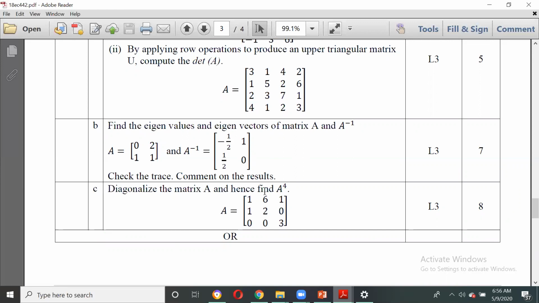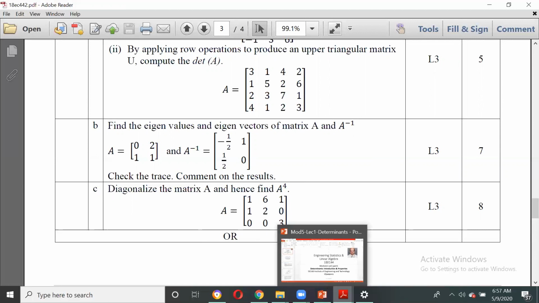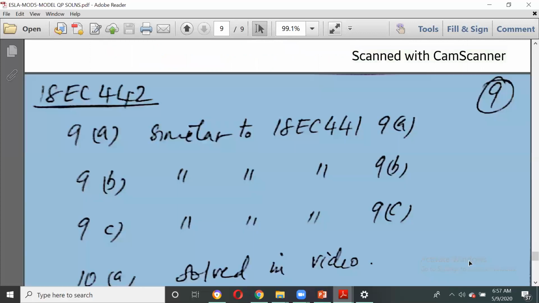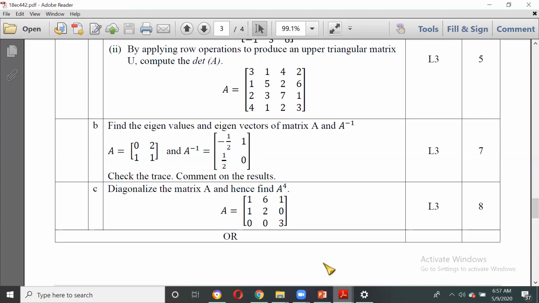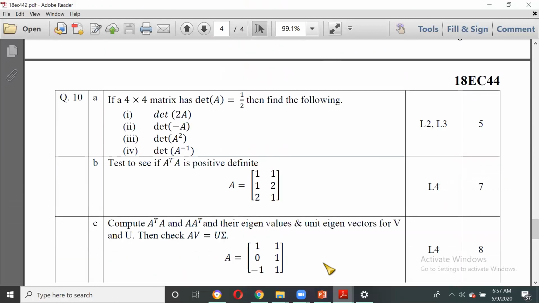Diagonalize the matrix A and hence find A to the power 4. Earlier we had to find A cube, now it is A to the power 4, so no difference again. 9C is similar to the 9C of the earlier one. Next, if you see over here, we have this, which we have already solved in the earlier video, so we are not going to do that.